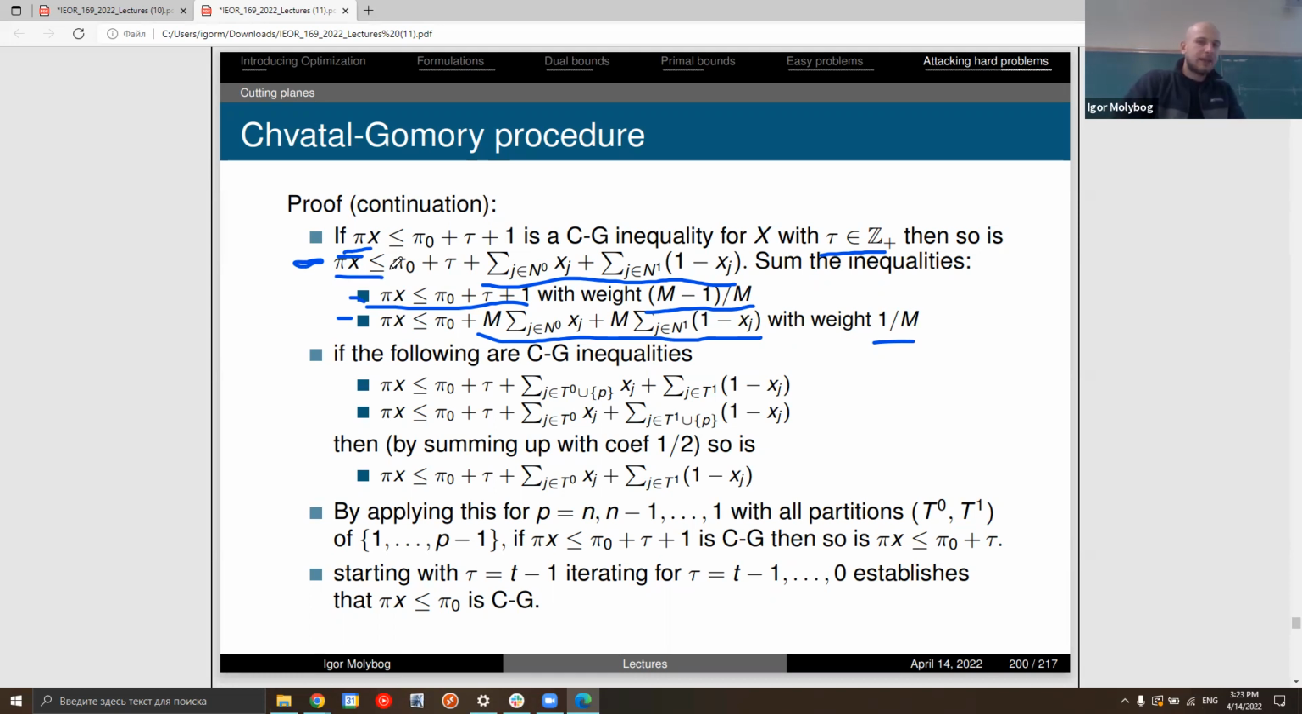Now we are saying that if the following are CG inequalities, the first inequality has some subset T0 of the components, and then we are adding another component. So T0 is a subset of values from 1 to n, and p does not belong to T0.